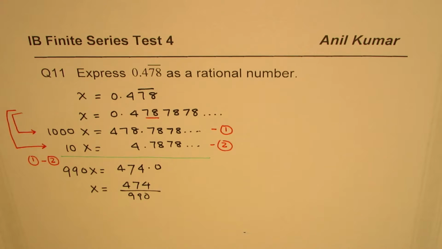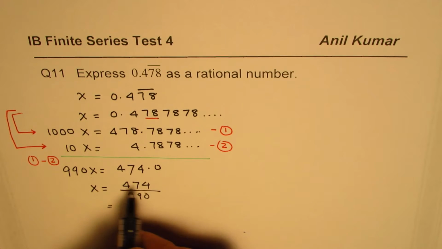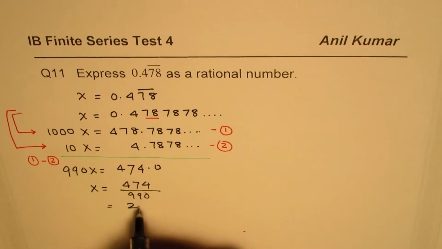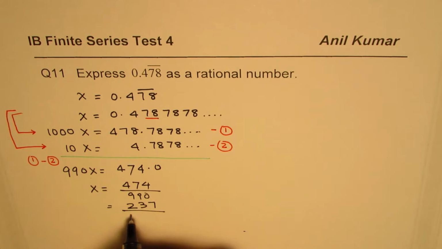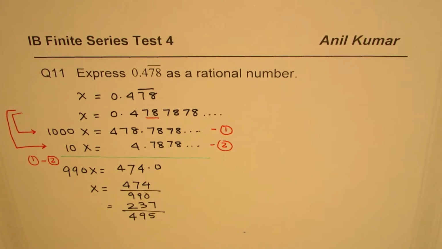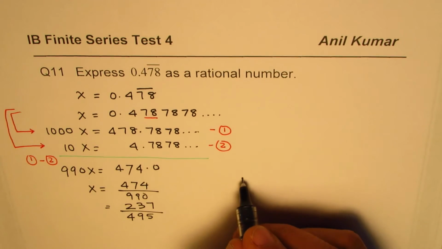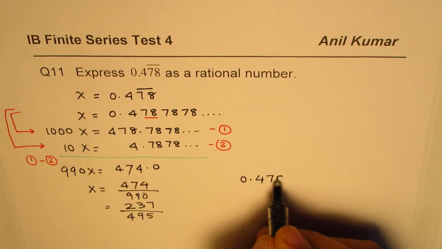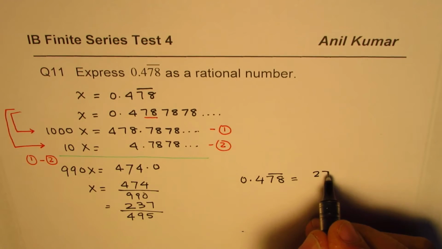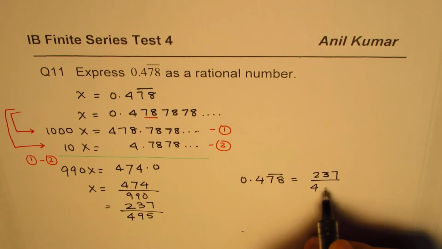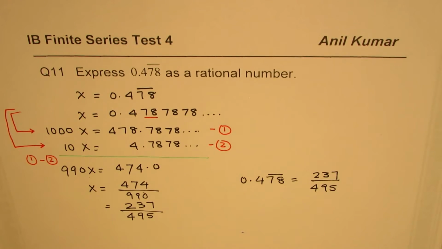So that's the way to solve such questions. You could, of course, simplify this, dividing both by 2. So you get 237 in the numerator, and 495 in the denominator. So you can write down your answer that 0.478 recurring could be written as a rational number, which is like this, 237 over 495. Correct? You can always check your result.